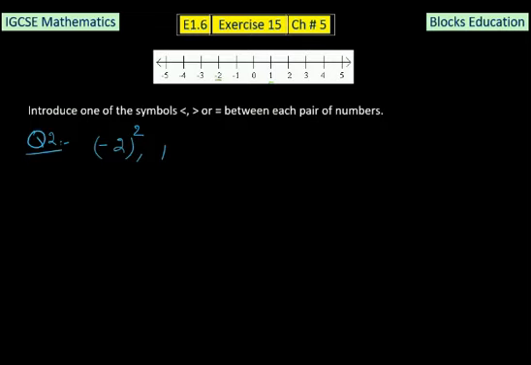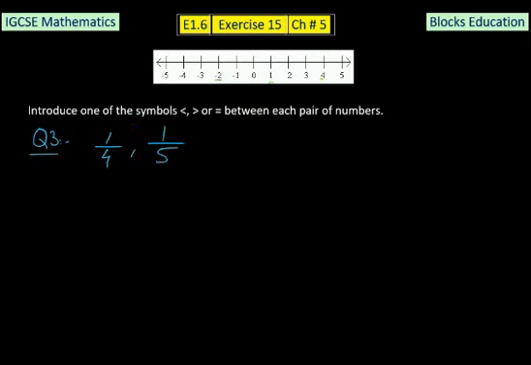In question number 2, we are given a pair (-2) whole square and 1. Let's solve it out a little bit. (-2) whole square, as you know, minus has an even power, so it will be plus, and it will be +4, and the other number is 1, and we know that +4 is on the right side of 1, so +4 is greater than 1, so we can write (-2) whole square is greater than 1.